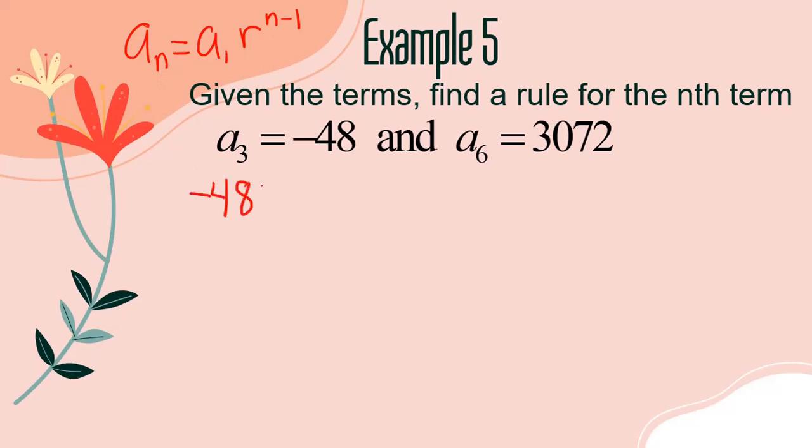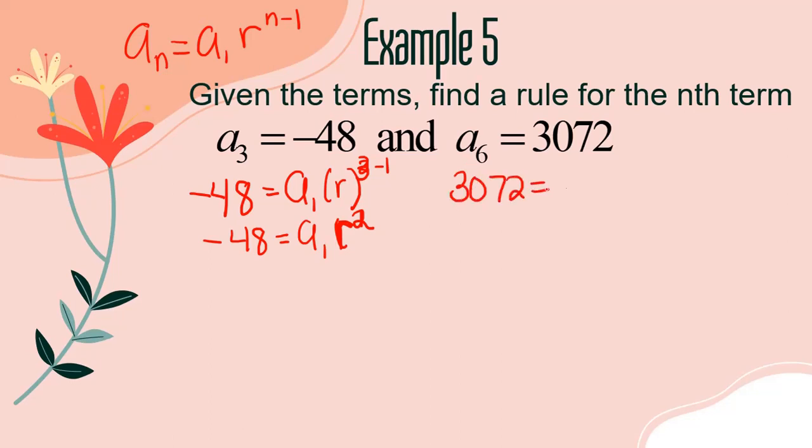So I know negative 48 is equal to, I don't know a sub 1, and I don't know my ratio, but I know n in this case is 3, right? So over here, I have negative 48 equals a sub 1, r to the 2nd. Oh, 3. Wow, that's a 2 over there. Okay, let's plug this one in. So 3072 is equal to a sub 1, r to the 6 minus 1. So 3072 is a sub 1, r to the 5th.